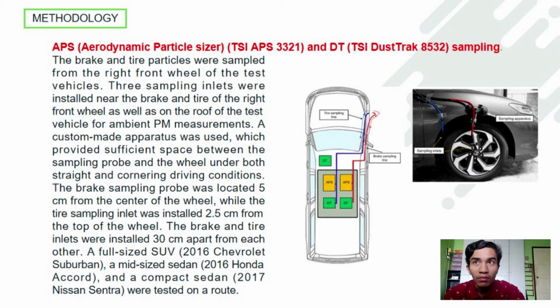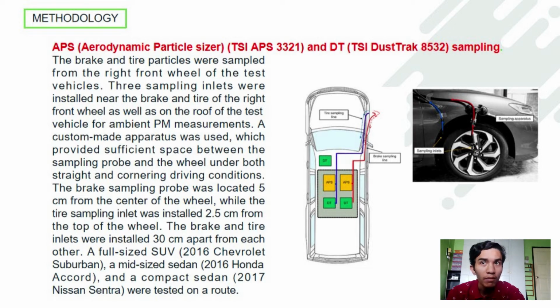For the methodology of this journal, an aerodynamic particle sizer TSI APS 3321 and a DustTrak DRX TSI 8532 were used for sampling. The brake and tire particles were sampled from the right front wheel of the test vehicle. 3 sampling inlets were installed near the brake and tire of the right front wheel as well as on the roof of the test vehicle for ambient PM particulate matter measurement.